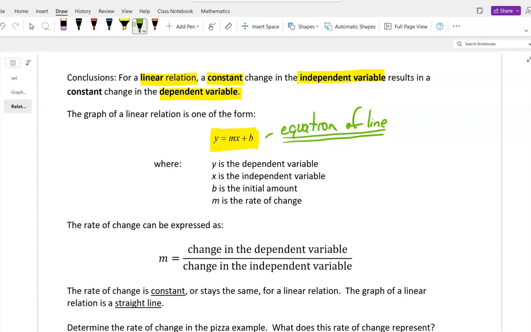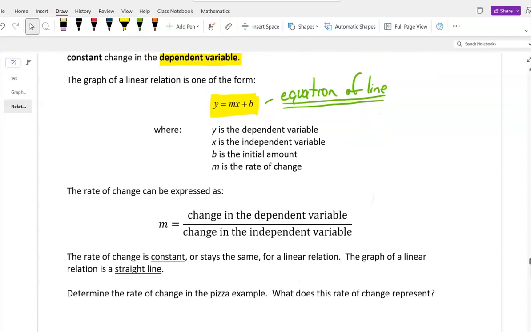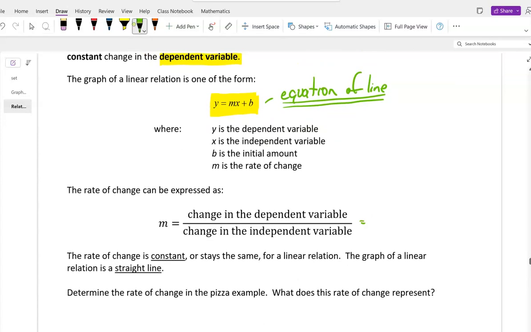Okay, what is y? Dependent, x independent. Nothing new there. B is the initial amount. That's what I start with. And m is my rate of change. Okay? By the way, rate of change, you can write this in a couple of different ways. This is the change in y over the change in x. Okay, and to get the change in y, you're going to subtract the two y values divided by the two x values. Okay, those are formulas we're going to use. I'll use them and you'll see what they mean very shortly.